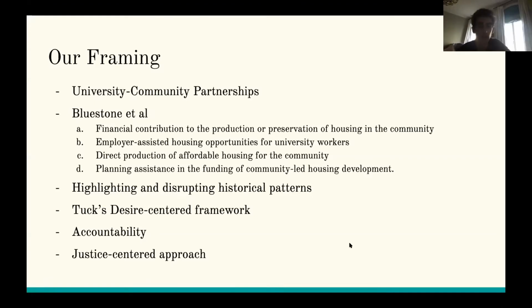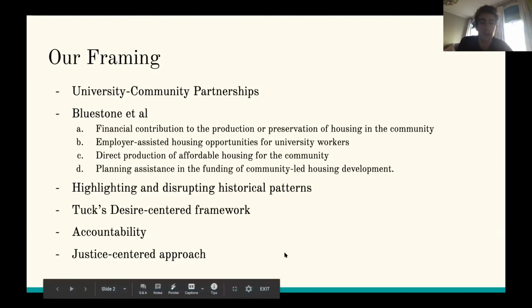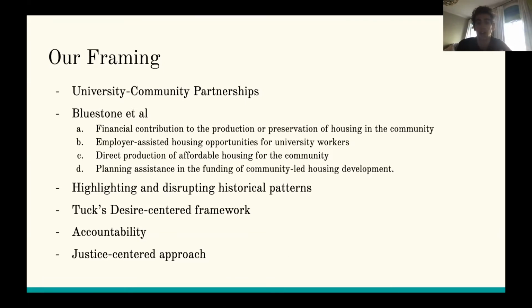Hi, everyone. So we are speaking to university community models focused specifically on housing. Speaking quickly to our framing, we understand university community partnerships can take place in the context of many different things outside of housing, things like environmental issues, civic engagement, education, and more. But we're going to be focused specifically in the context of housing.